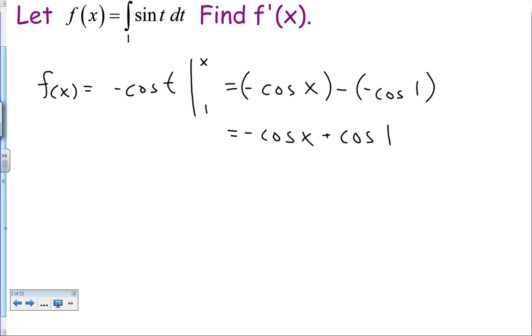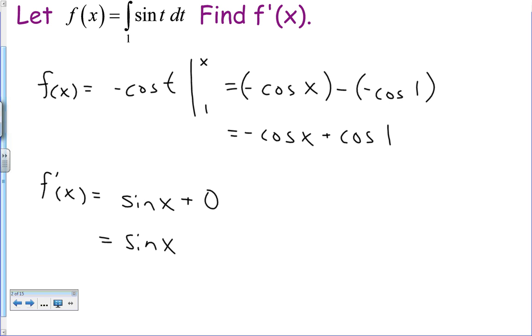So we've got one more step here. For f prime of x, given the function that we just came up with, just take the derivative of it. The derivative of a negative cosine of x is going to be a positive sine of x. And the derivative of cosine of 1, again, we said that's just some constant, and of course, the derivative of a constant is 0. And so we end up with just the sine of x.